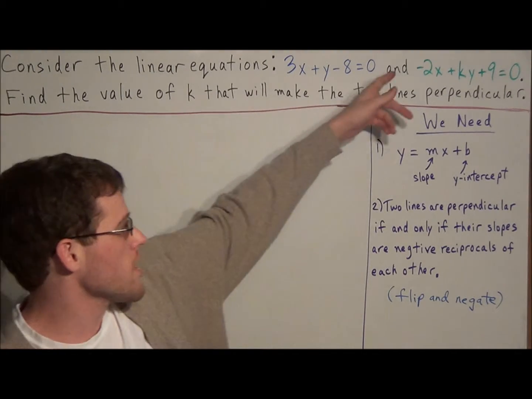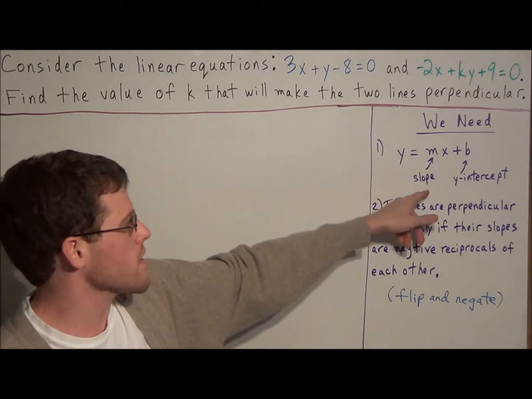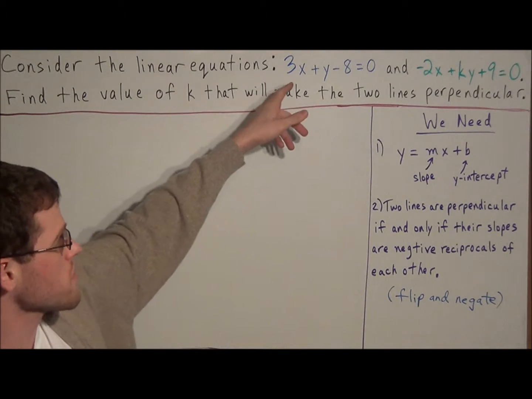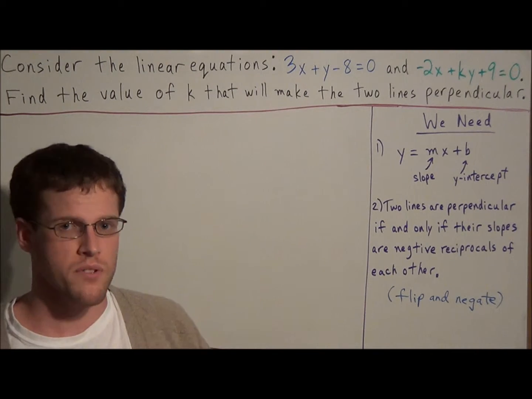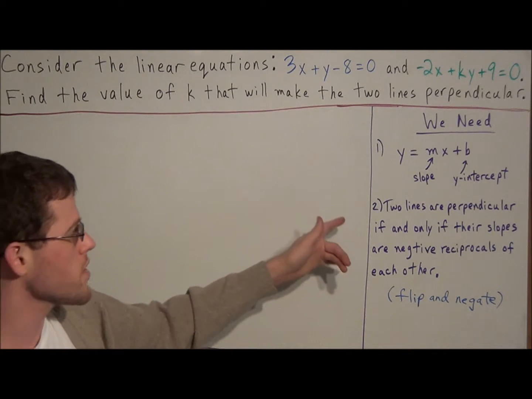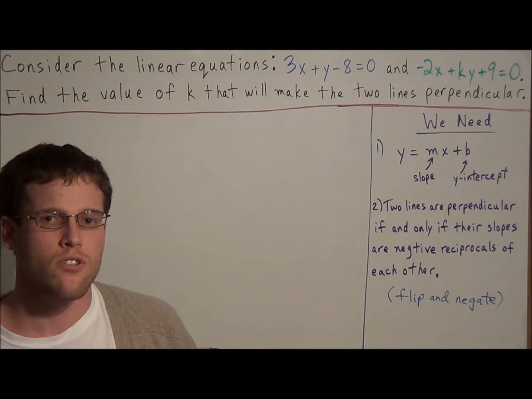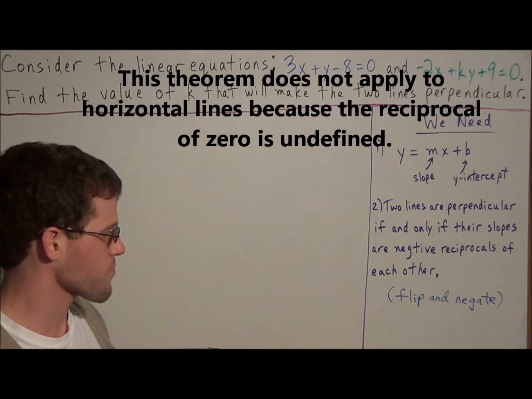By solving these lines for y, we're able to identify the slope, which is simply the number in front of the x. So remember, the first thing we want to do is solve these equations for y, because it'll help us find the slope. But next we want to make use of the theorem: two lines are perpendicular if and only if their slopes are negative reciprocals of each other.